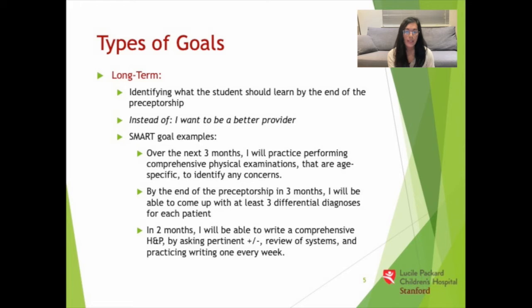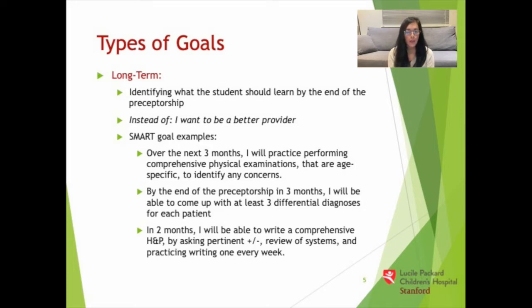So I wanted to break down these SMART goals into both long-term and short-term discussions with the student. Long-term really being thinking about what they want to achieve over the entire preceptorship or maybe just in a month or two, versus short-term within like a week or a few weeks.